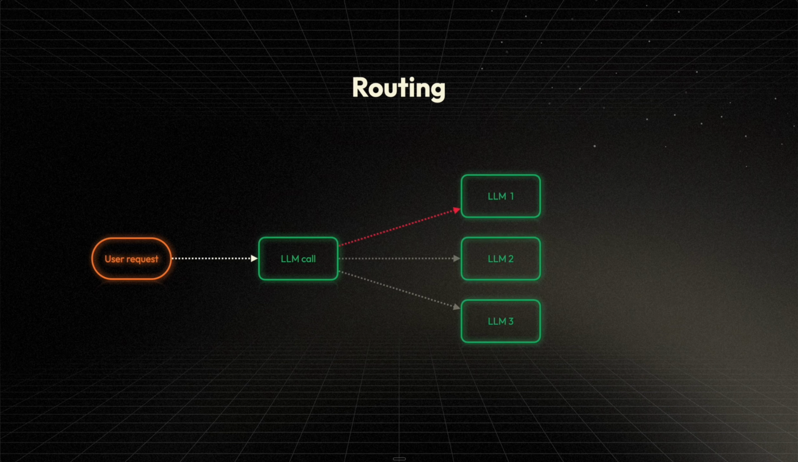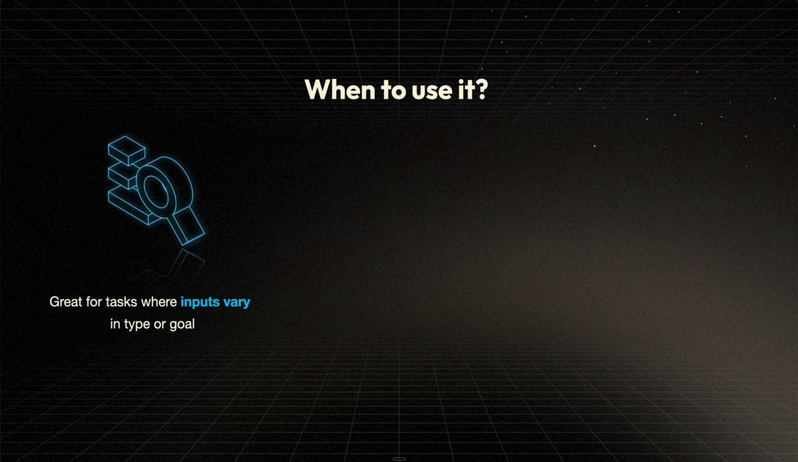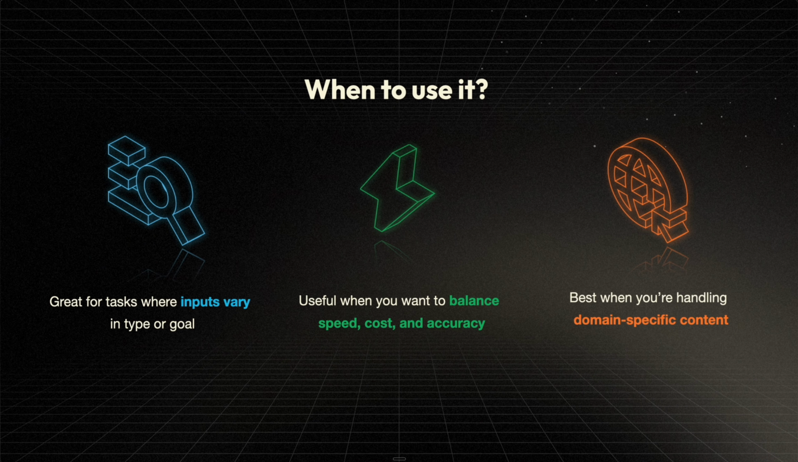In our example, we have 3 LLMs ready to go. Once the LLM classifies the query as one of those types, we route to the most appropriate model. That makes the whole system smarter, more flexible, and more accurate. Routing works best when inputs vary in type or goal, you want to balance costs, speed and accuracy, or you're handling domain-specific tasks that benefit from model specialization. Now let's take a look at a code example.